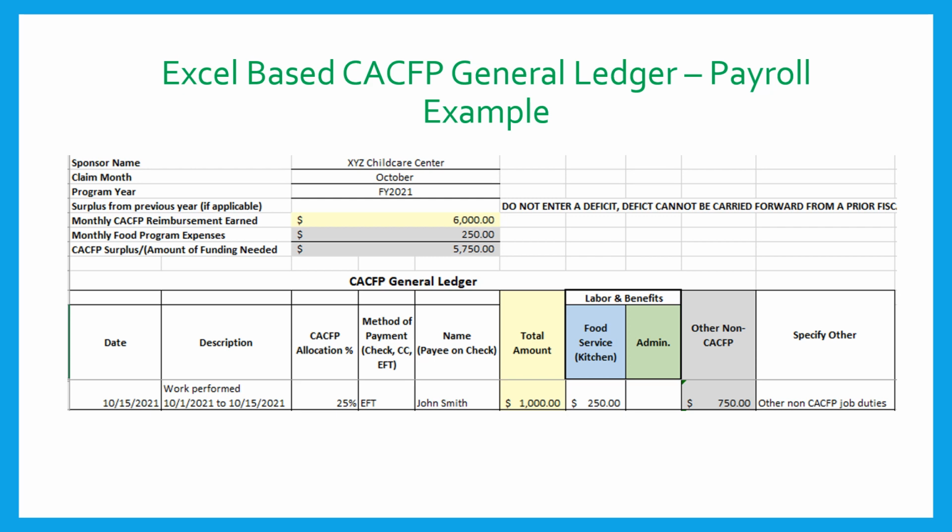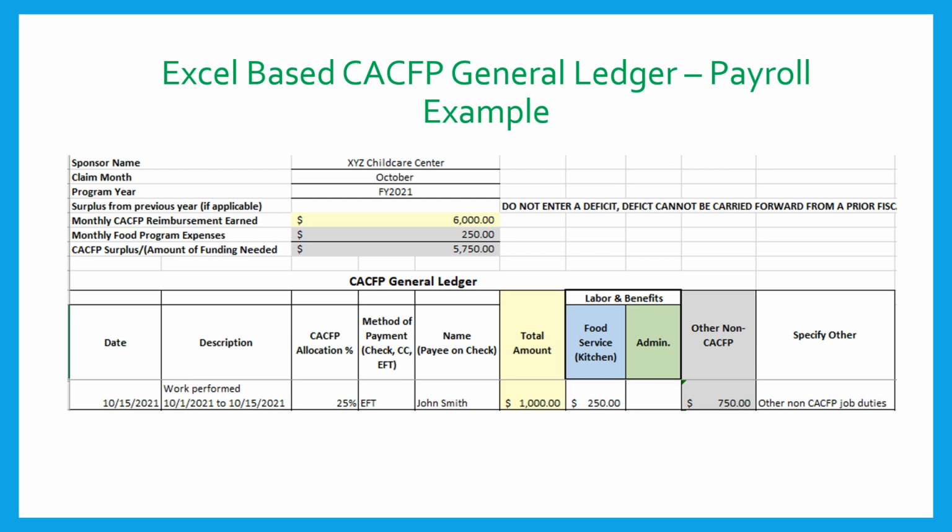That pay period would be included in the previous year's general ledger in the month of September. Similarly, work performed in the last pay period of October may be paid in November, but should be reflected in the October general ledger. In this example, it's work for the period of 10/1 to 10/15. The CACFP allocation percentage per the budget is 25% and assume this position is operating labor.